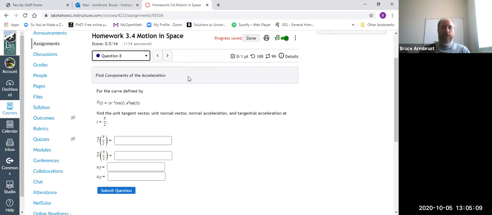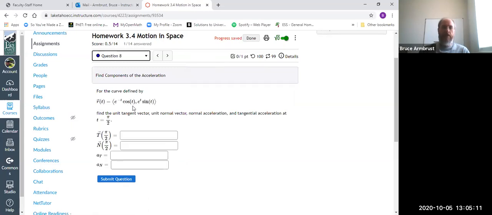All right, so we've got a function, e to the minus t cosine t, e to the t sine t. And we want to find the unit tangent vector, the unit normal vector, the normal acceleration, and tangential acceleration at t equals pi over 2.